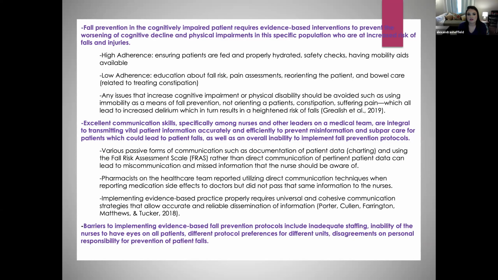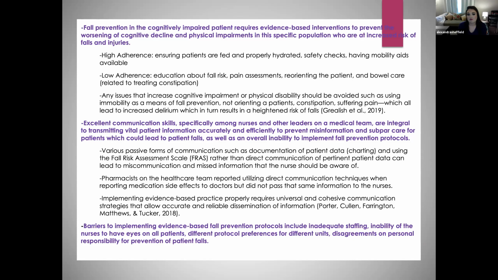Excellent communication skills, specifically among nurses and other leaders on a medical team, are integral to transmitting vital patient information accurately and efficiently to prevent misinformation and subpar care for patients, which could lead to patient falls, as well as an overall inability to implement fall prevention protocols. So various passive forms of communication, such as documentation of patient data or charting, and using the fall risk assessment scale, rather than direct communication person to person of pertinent patient data, can lead to miscommunication and missed information that the nurse should be aware of.